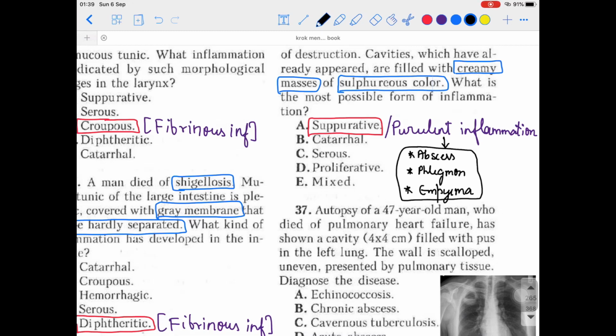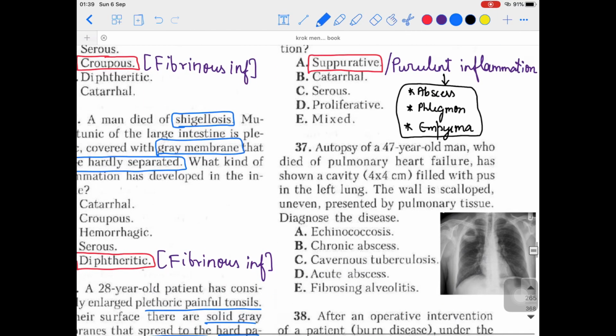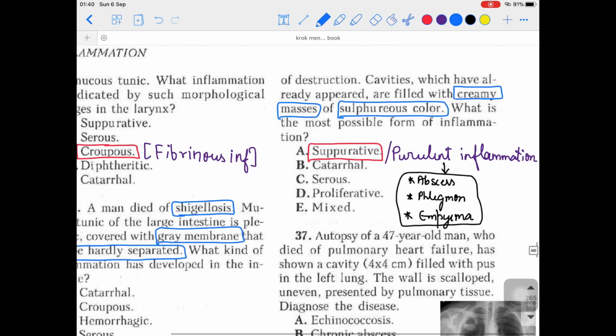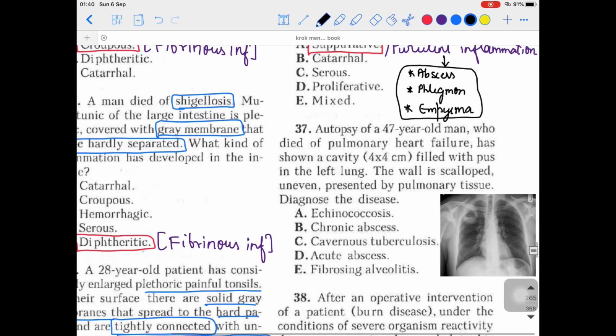Okay, so let me move on to the 37th one. Fine. So question number 37 says that autopsy of a 47-year-old man who died of, by the way, let me tell you why the answer was suppurative over here, because they were talking about the creamy masses, isn't it? Creamy mass means some kind of pus can be there, guys, right? That's why it resembles a creamy kind of substance. Okay, so it is nothing but pus, and that's why I told you that this is an example of purulent or suppurative inflammation. Clear? Okay, now let's move on to the 37 one.